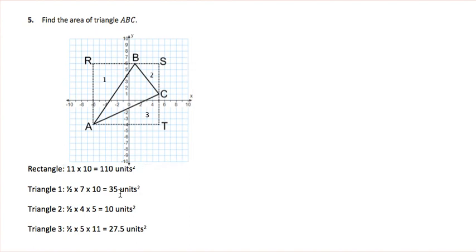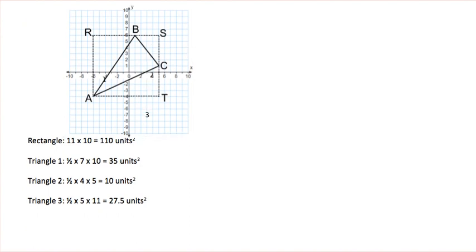Now finally, we'll need to subtract the 3 triangles from the rectangle, and we'll get 37.5 square units.